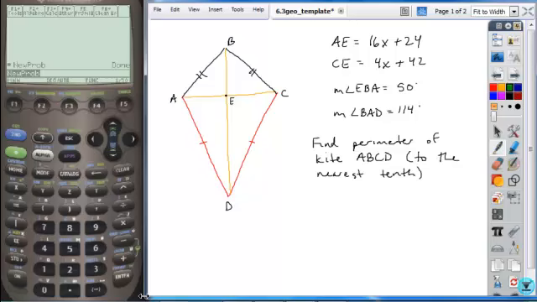problem. You need to know the properties of a kite. In a kite, the diagonal that connects the congruent sides is going to bisect the other diagonal. Not necessarily the other way around, but we do know that these two pieces, AE and EC, therefore have to be the same. So what we can do is take their expressions right here and set them equal.